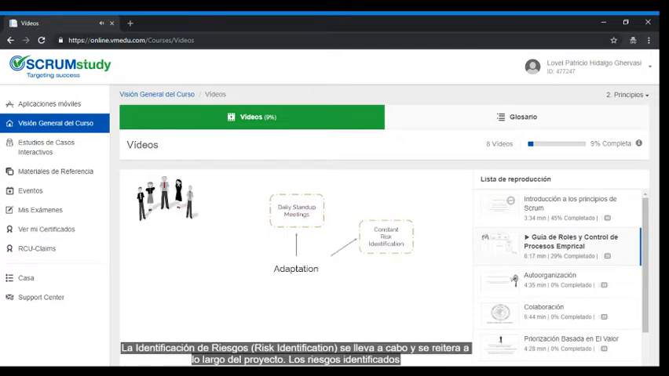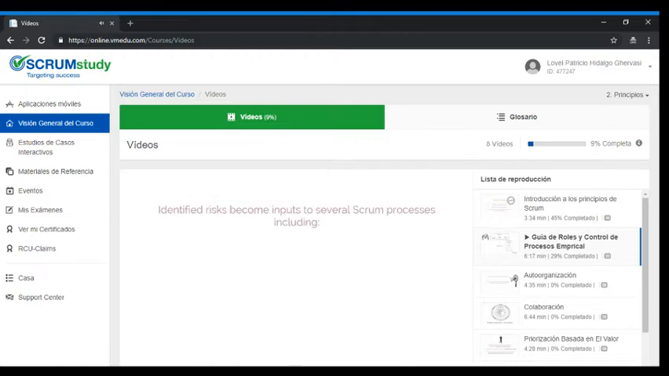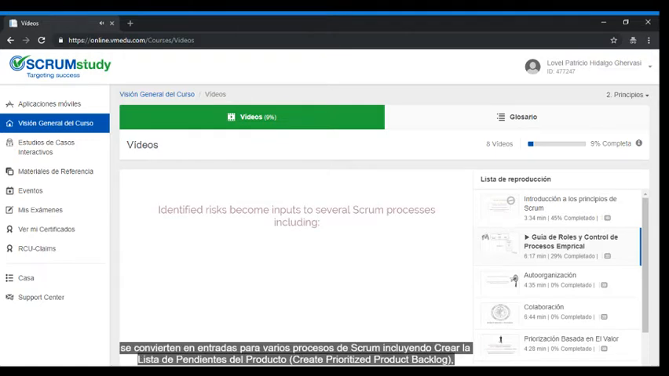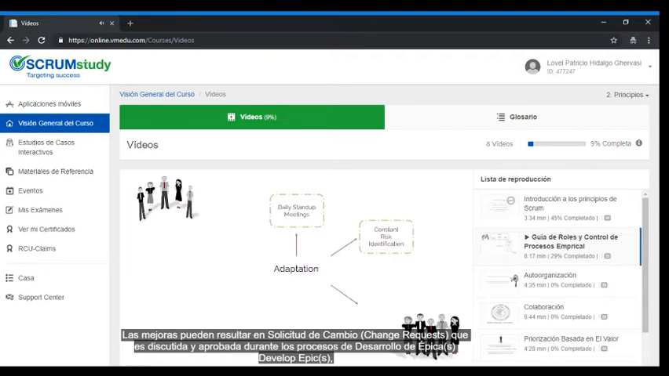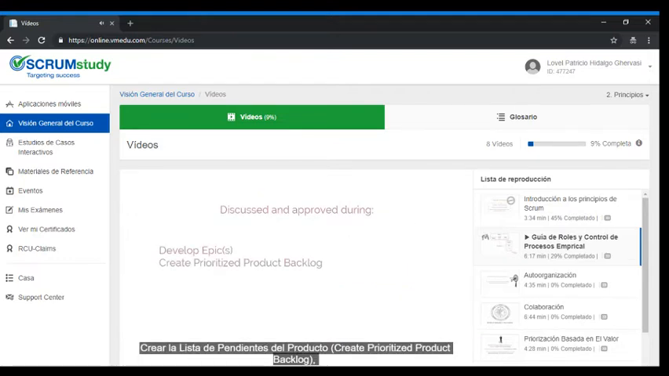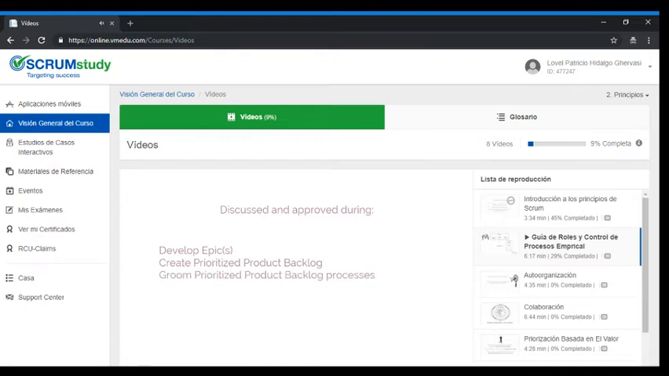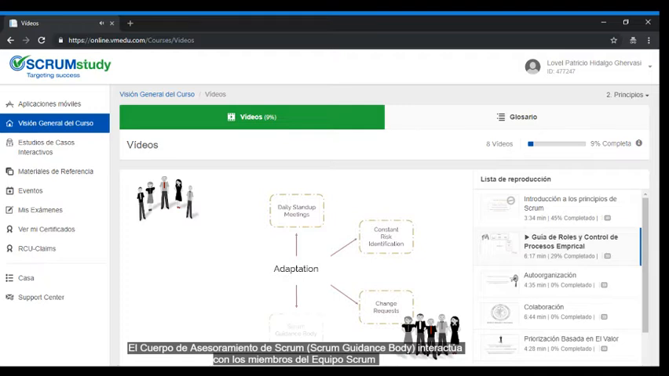Risk identification is performed and iterated throughout the project. Identified risks become inputs to several Scrum processes, including create prioritized product backlog, groom prioritized product backlog, and create sprint backlog. Improvements can also result in change requests, which are discussed and approved during the develop epics, create prioritized product backlog, and groom prioritized product backlog processes.